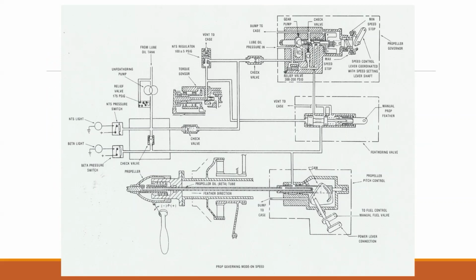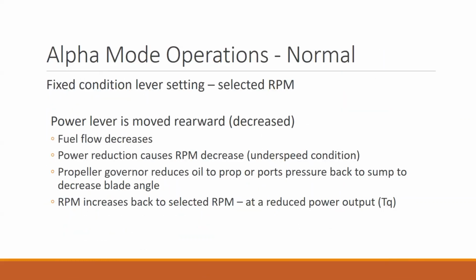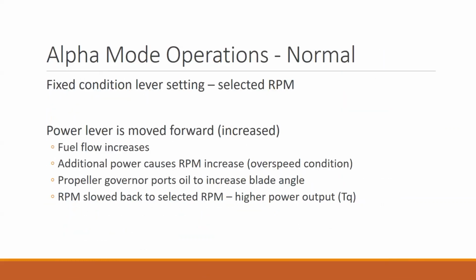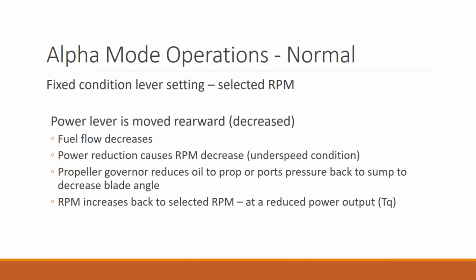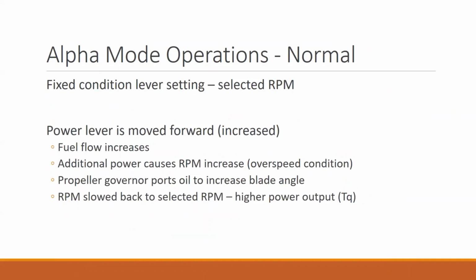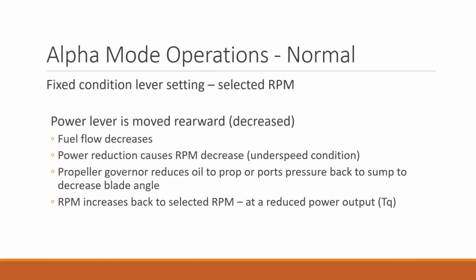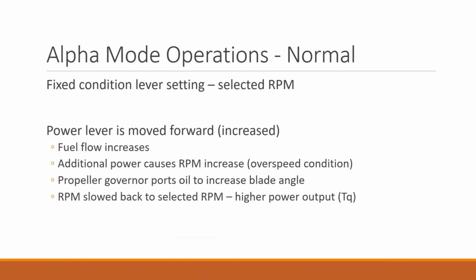Okay. Are there questions on this stuff? So again, I'll go back. I do apologize for the typos on these two slides. They are reversed. This one should say the prop governor ports oil to increase blade angle, and should be on this slide to reduce blade angle. Here, this should be the one where prop oil is released from the propeller in order to increase the blade angle and bring the RPM back down.